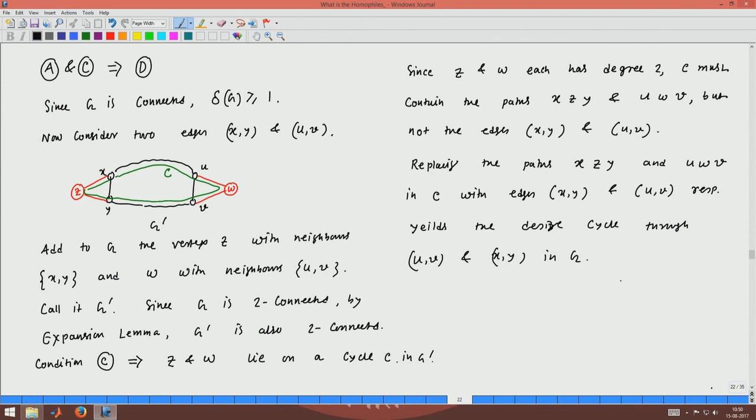So, now in the cycle C, if I remove this path x, z, y, and add this edge, similarly if I remove the path v, u, w, v and add this edge in the cycle, then I get a cycle containing x, y and v, w. That is what the condition D says.